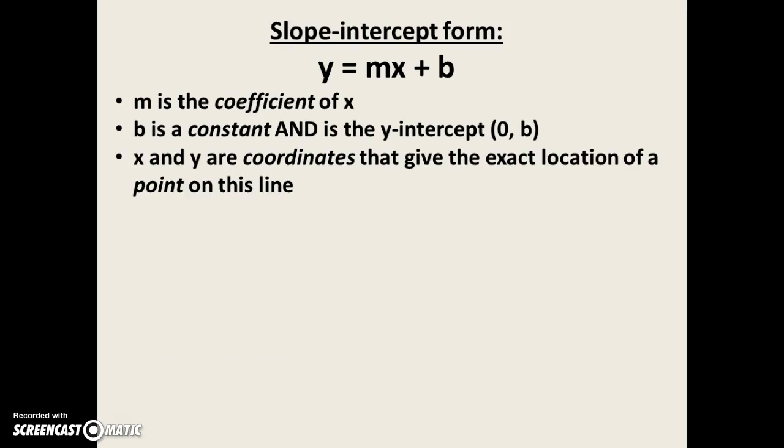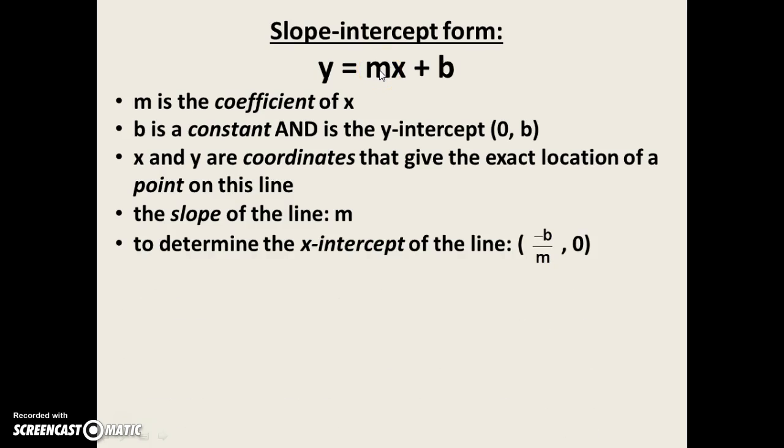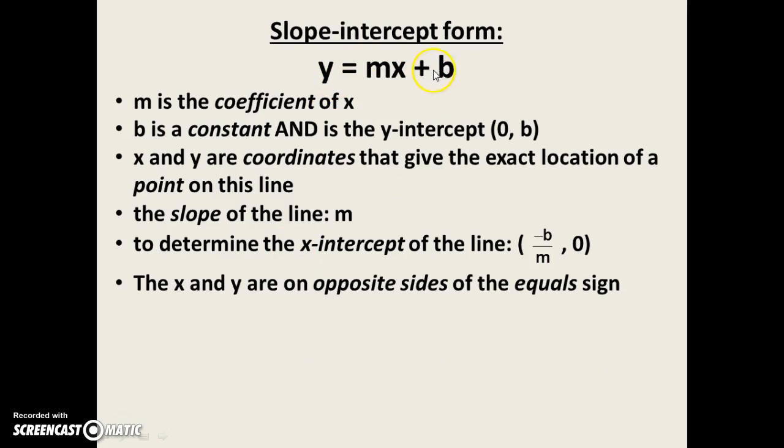X and y, once again, are coordinates that give the exact location of a point on this line. The slope of the line is the coefficient of x, m. Whatever number is here, that's the slope of that particular line. To determine the x-intercept, we already know the y-intercept is b, but for the x-intercept we have to do a little math. We know that y is 0, so we have to solve for x. If this is 0, we take away b from both sides and divide by m, and that's how you get negative b over m.